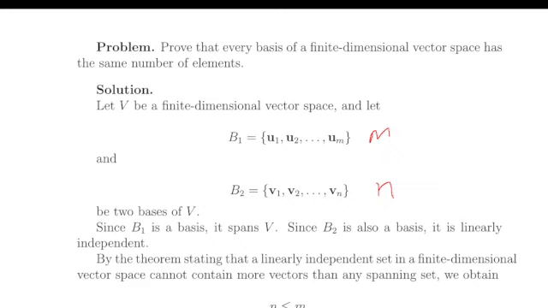Now we want to use the fact that a basis has two important properties. One, it spans the vector space, and two, it is linearly independent. So let's take B1 as a basis. We know it spans V by definition. And B2 is also a basis, which means it is linearly independent.